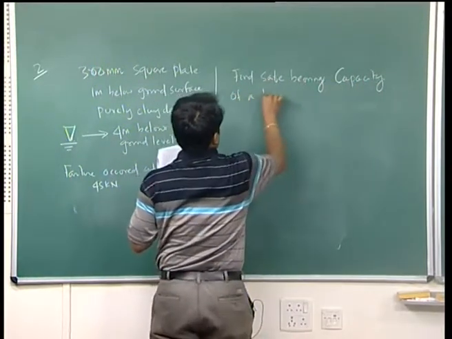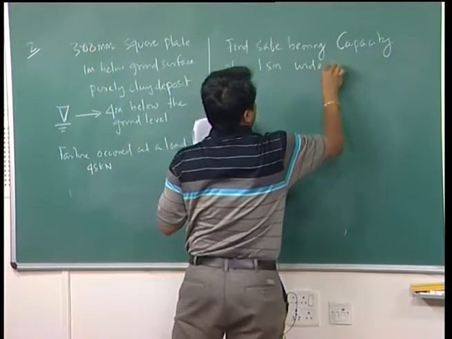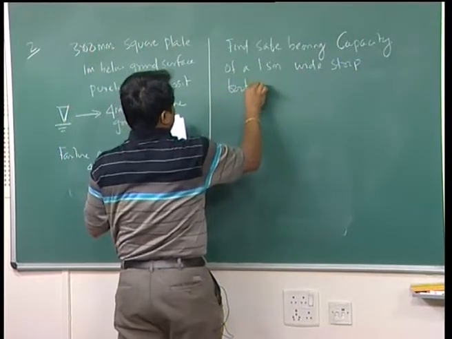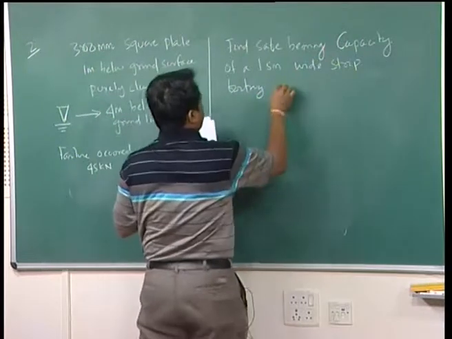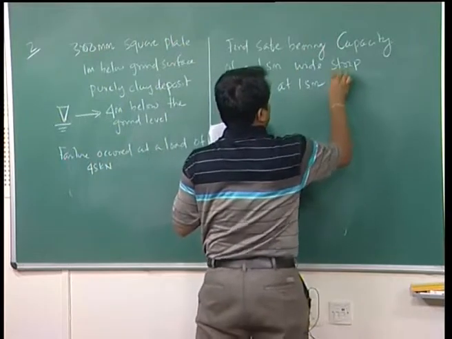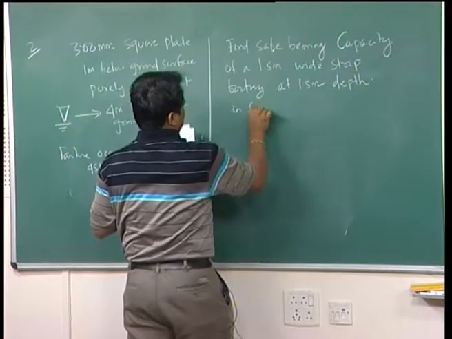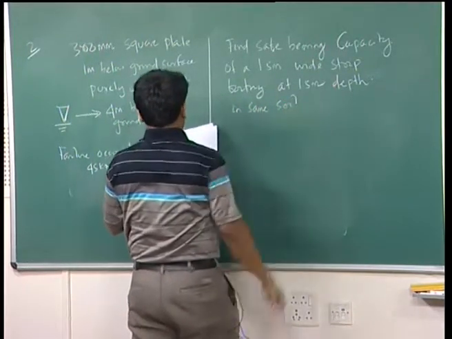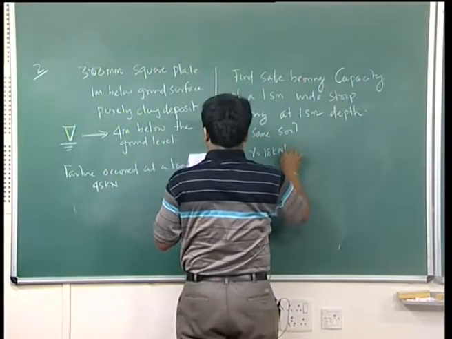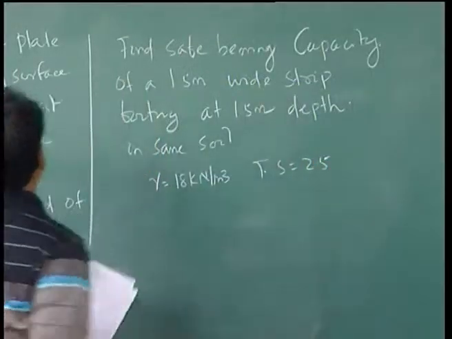of a 1.5 meter wide strip footing at 1.5 meter depth in the same soil. Gamma you can take as 18 kilonewton per meter cube and factor of safety is equal to 2.5.